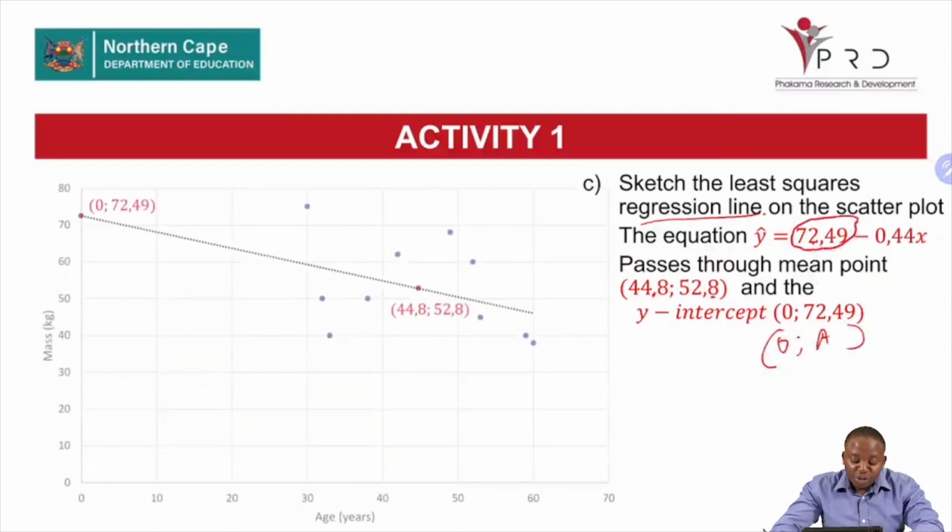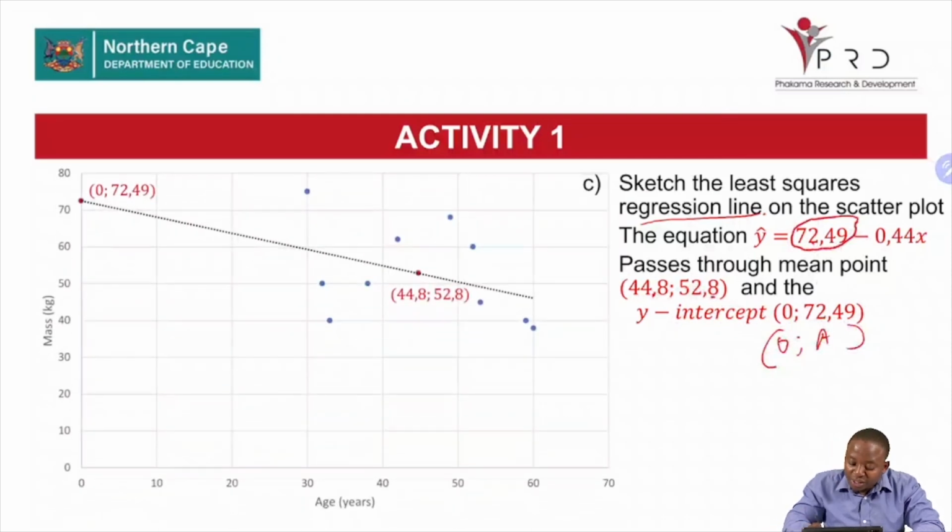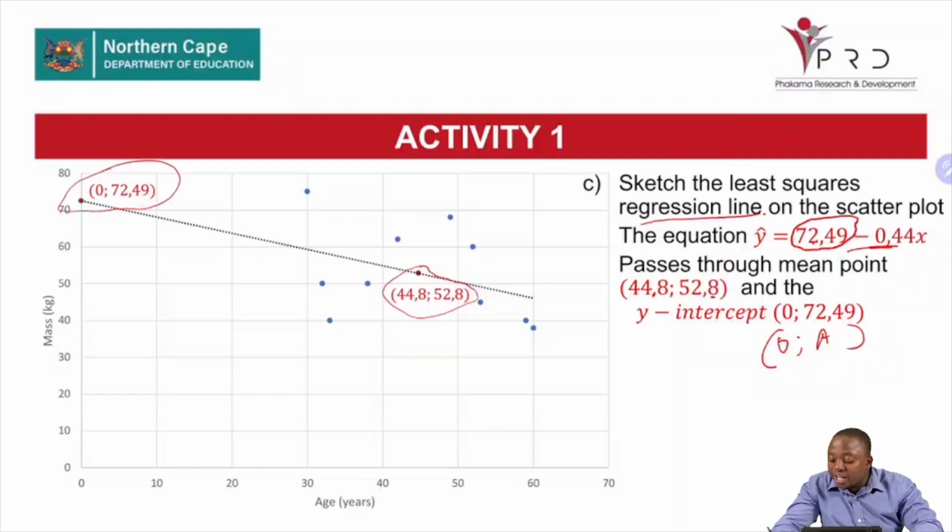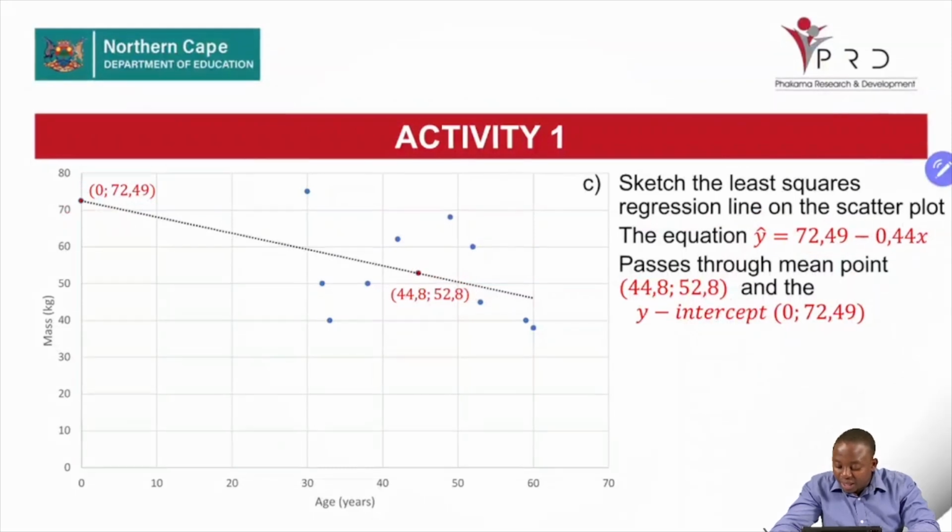Right. So what do you do? You plot the two points: the mean point, you can see it is there at the middle, and we now get our y-intercept. So you can see that our line is giving us a decreasing function. Why is the regression line decreasing? It is because of the b. Our b in this case was negative. And remember, our b represents our gradient. So that's why the line is decreasing.